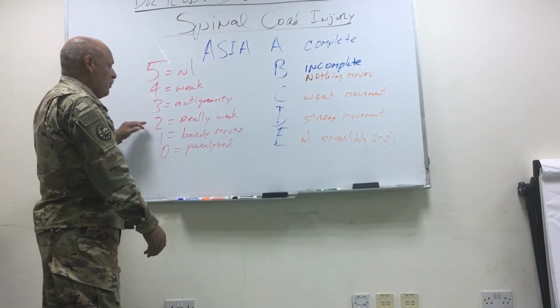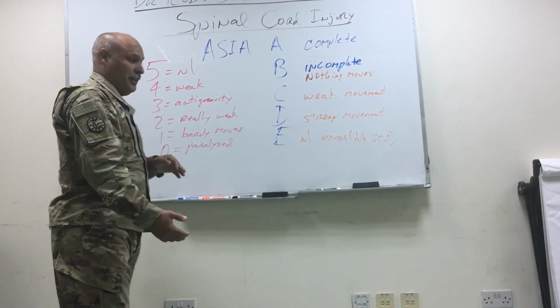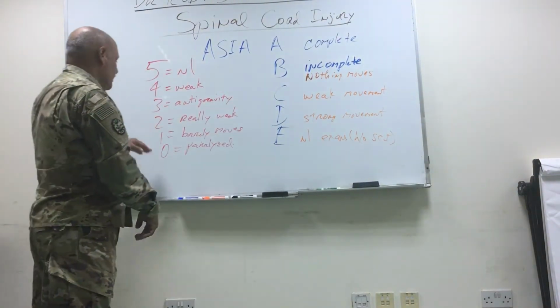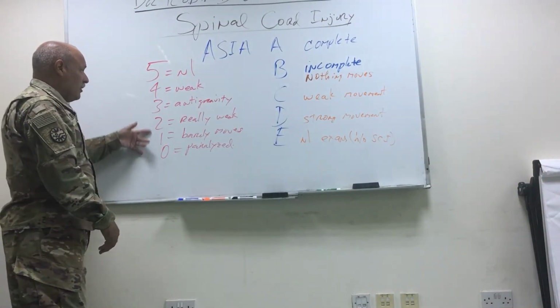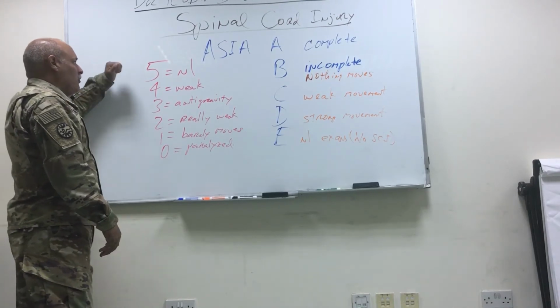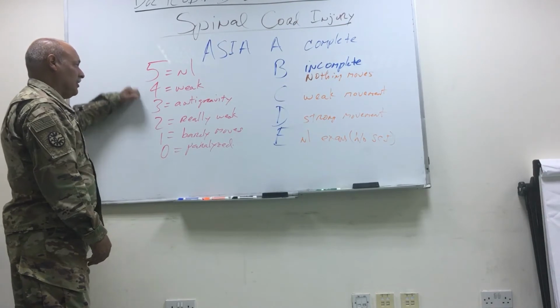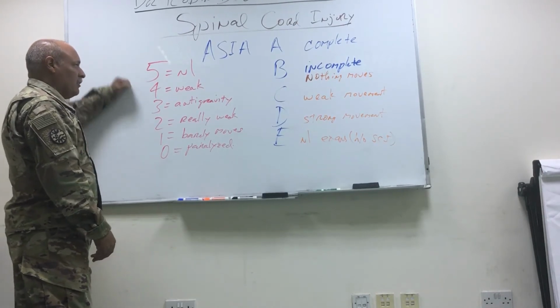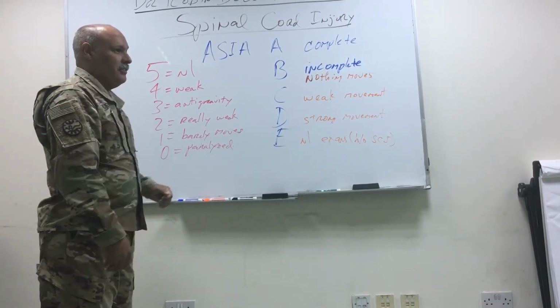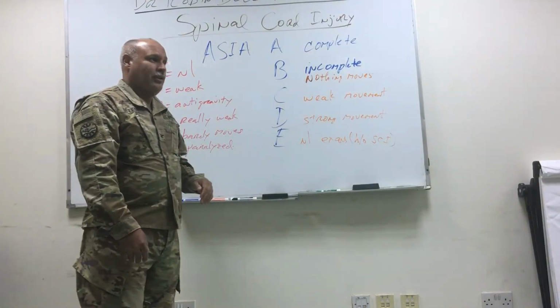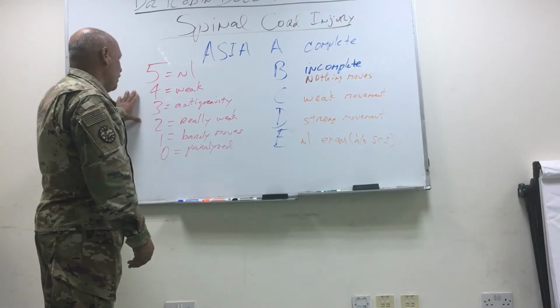1 is anything weaker than that, moving from a twitch to I can get it part way, but not all the way. And 0 is obviously paralyzed. The critical things are what's normal and what's not, and really in this gradation range, 3 to 5. That's the biggest thing to tell the surgeons, because if they're really down here, that's really bad.